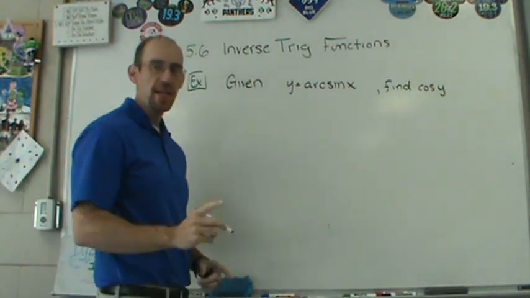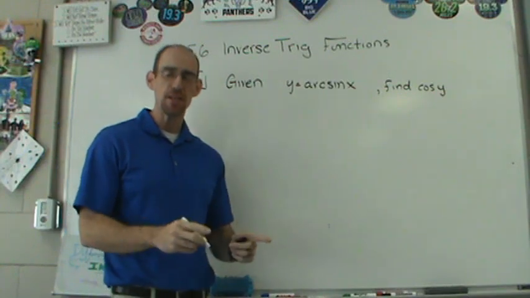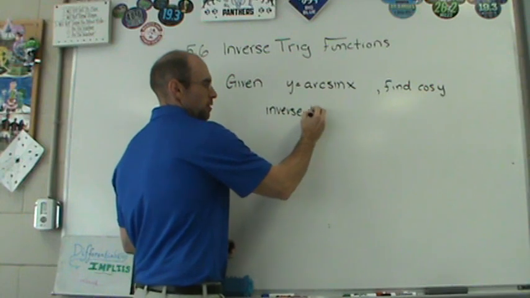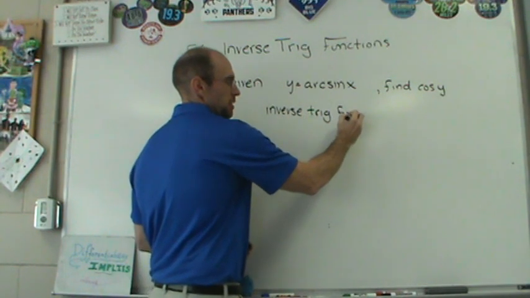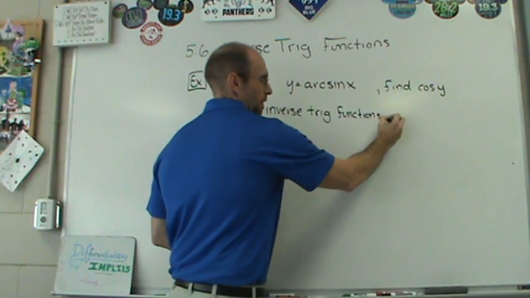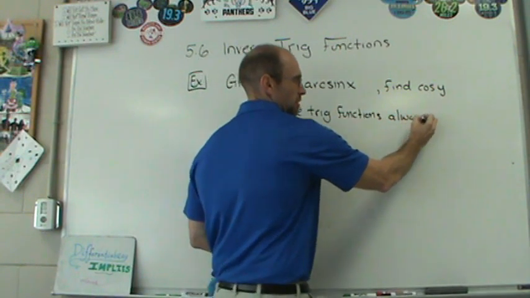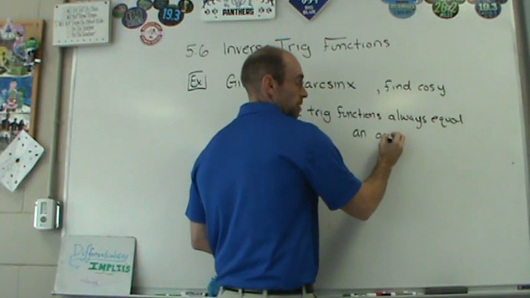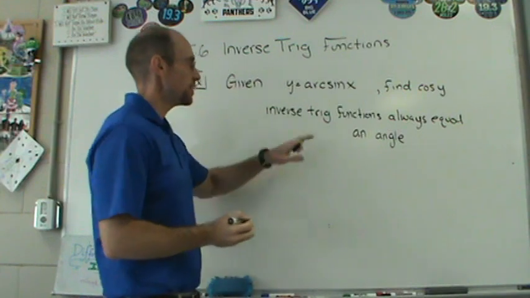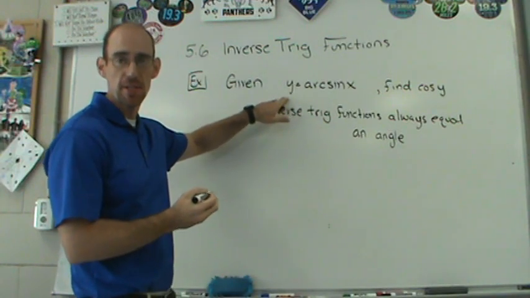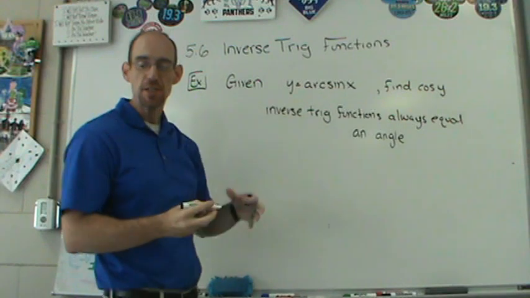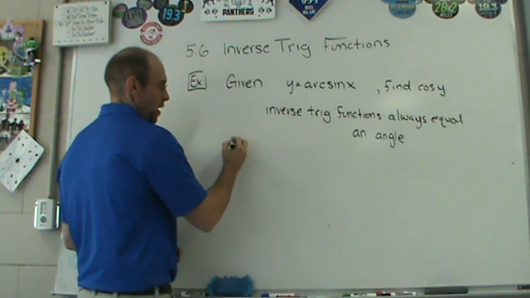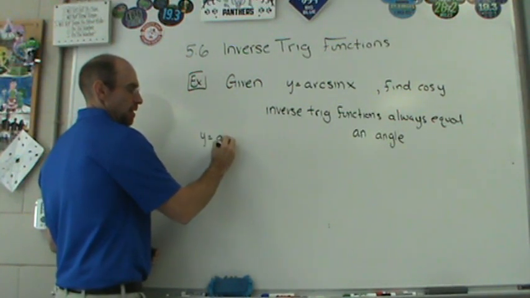Well, the one thing you got to understand about inverse trig functions is they always equal an angle. So what they're telling us here by saying y equals arc sine of x, they're saying y is an angle here. Well, we can actually take this information and build a triangle based on this. So let's take that y equals arc sine of x.